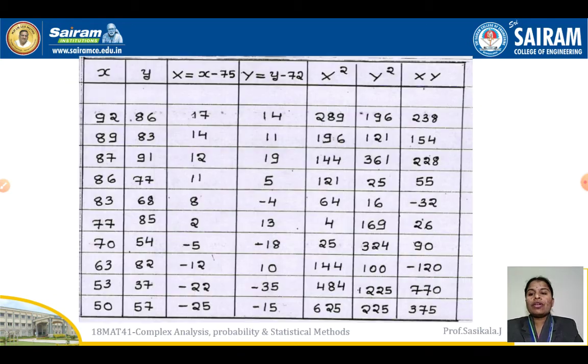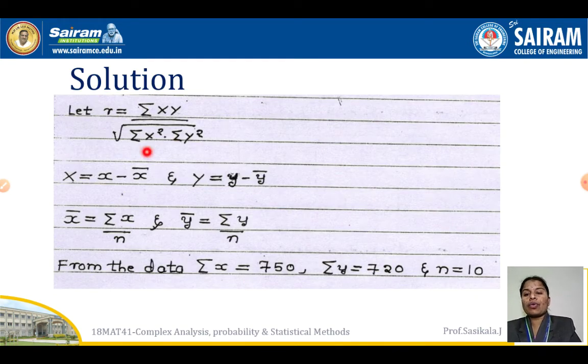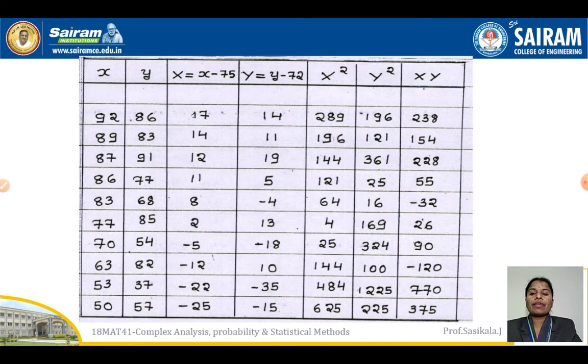So now we can go with the table, because as per the formula, summation x into y is needed, and summation x squared and summation y squared are also required. So write x and y first in the column. Then I can convert small x to capital X. However, it is x minus 75, because the mean we have done already, and capital Y is equal to small y minus 72. So each value is to be subtracted by 75 for the x to get your capital X.